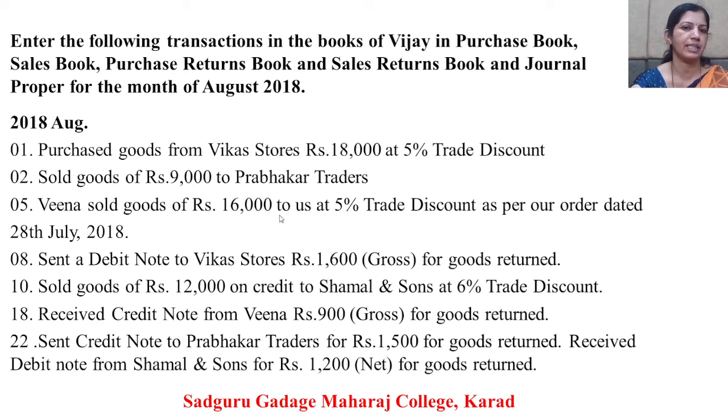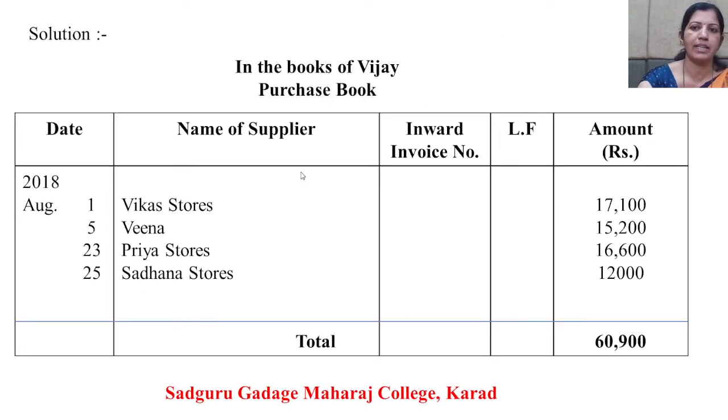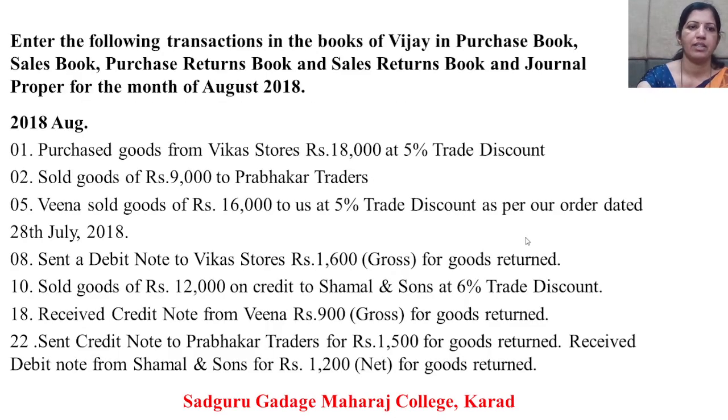Calculate the 5% TD. 16,000 into 5 upon 100. TD is 800. 16,000 minus 800, amount is 15,200. Understand? Amount 15,200. Then next.